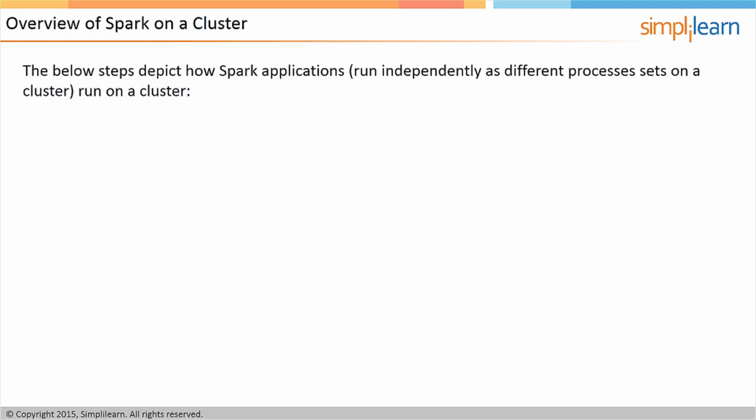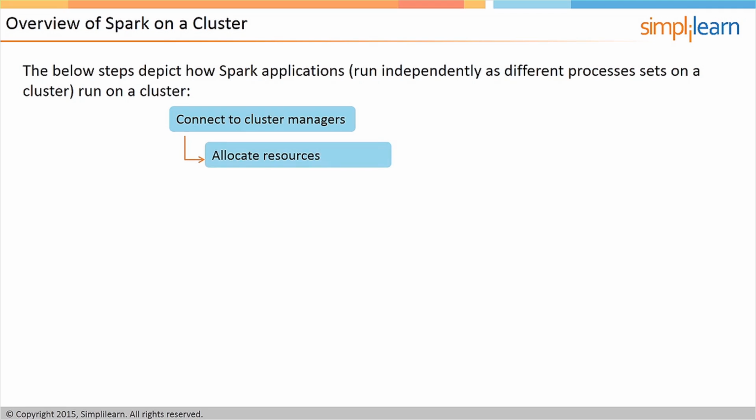The steps listed on the screen depict how Spark applications run on a cluster. These applications run independently as different process sets on a cluster. The Spark context object that lies in your main program coordinates the process. For running on a cluster, this object can connect to different types of cluster managers. We have already discussed different types of cluster managers. This allocates resources across applications.